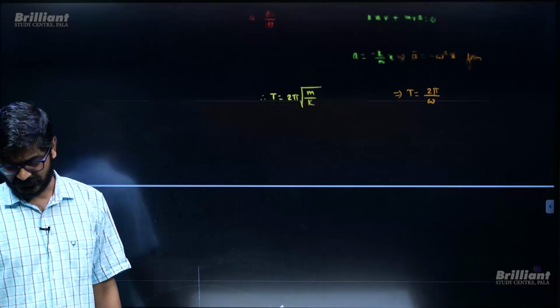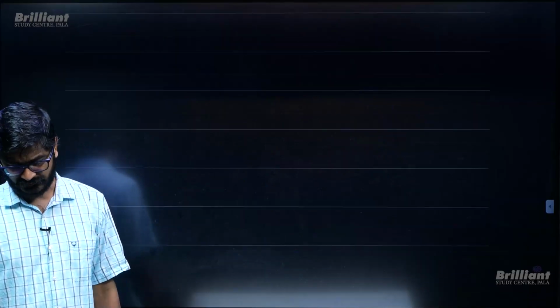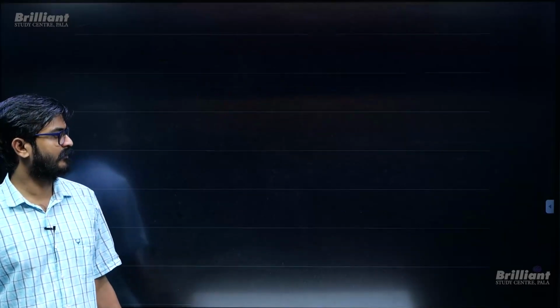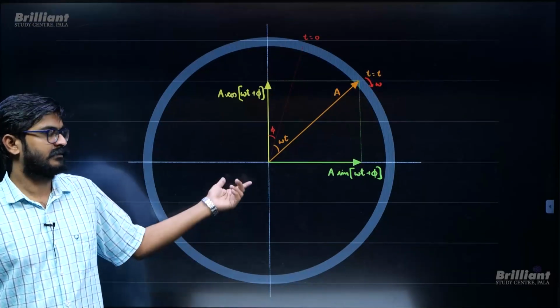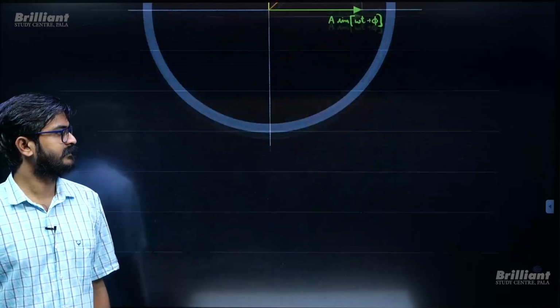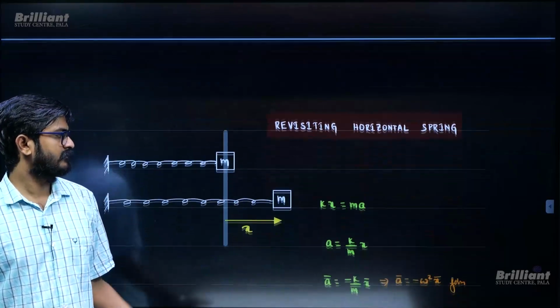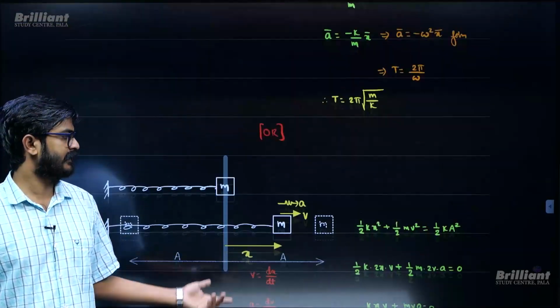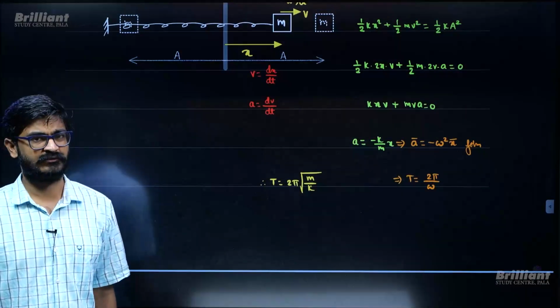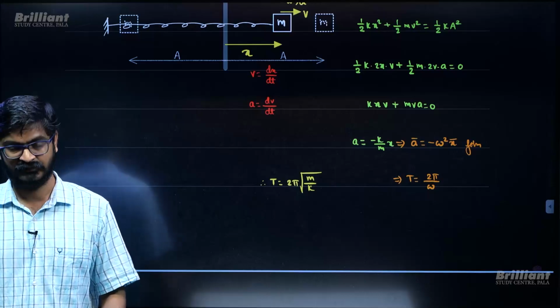So basically in this chapter, if you want to solve half of the questions, you should know this thing: the time period is 2 pi by omega, the reference circle horizontal component or vertical component is going to be SHM, and writing the force equation and writing the energy equation. By this you can solve 50% of the questions, if not more than 50%, right? Thank you.